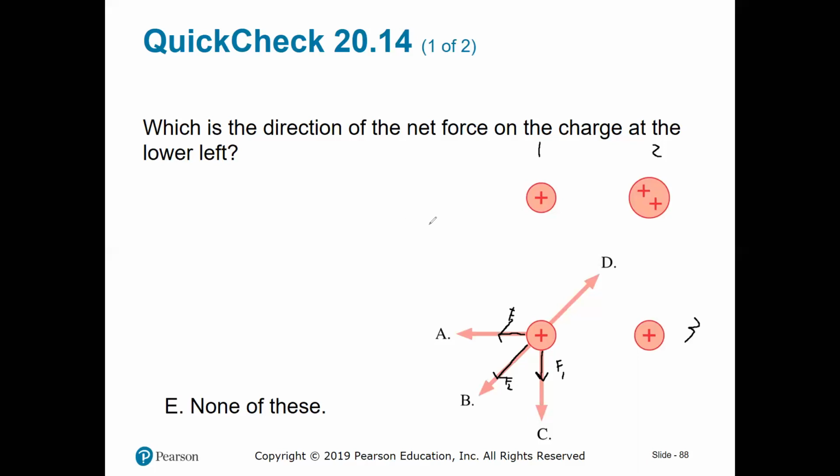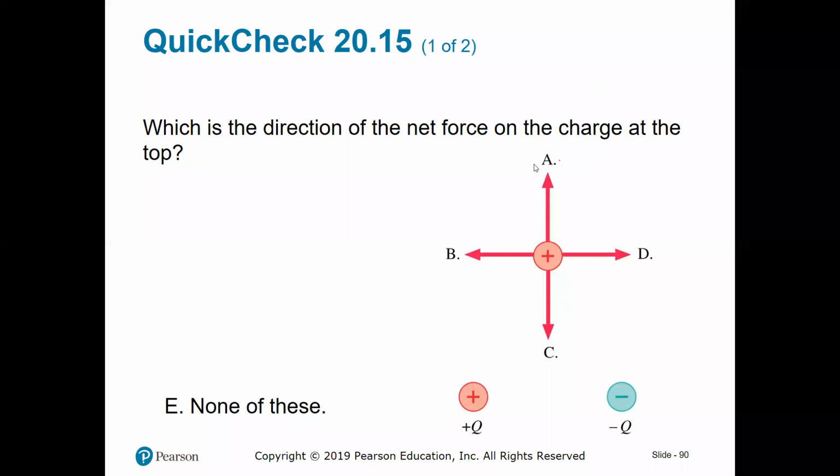Now we need to just use our vector addition and add all of these together: F1, F2, and F3. Obviously not perfect, but what we can see is that it should be to the bottom left right here. That should be our net, which is going to be choice B. So this is just a vector addition type of question. Okay, another question that's similar to that is this one.